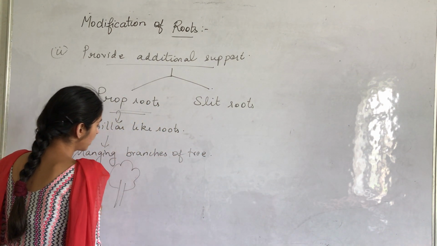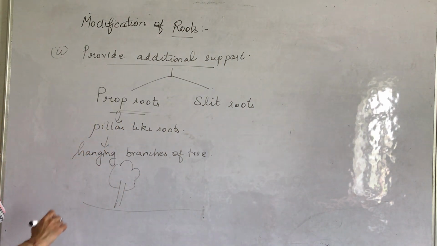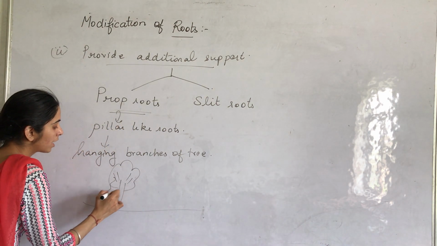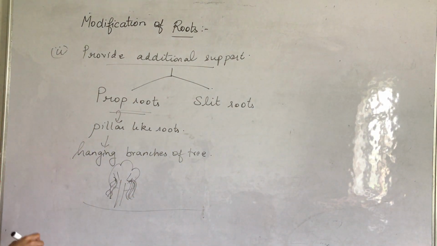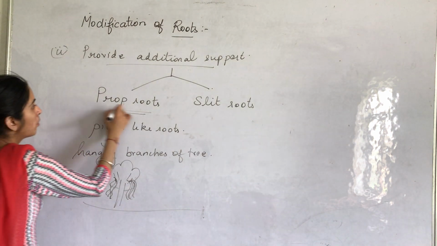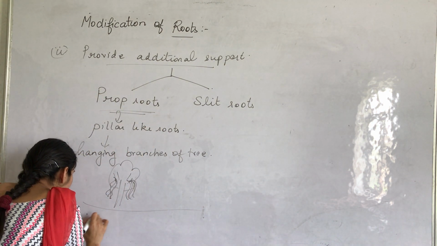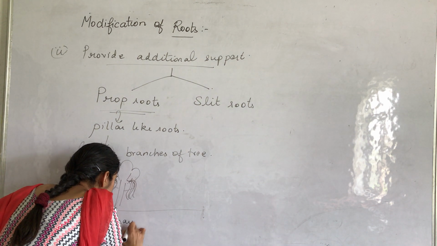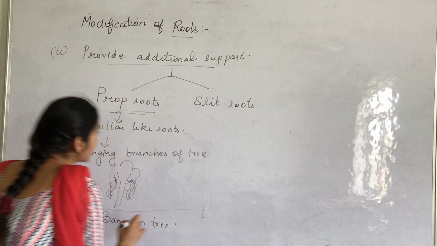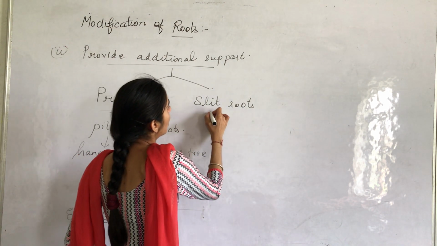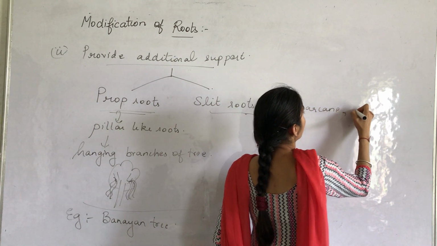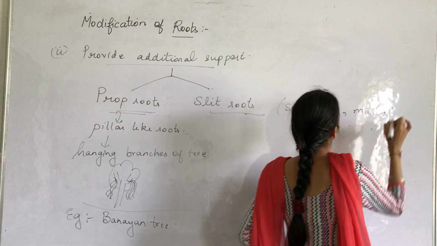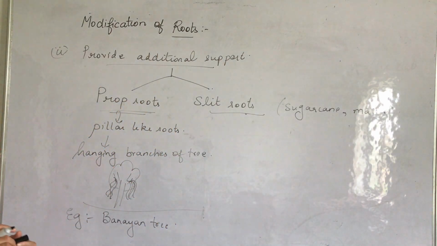Now we have seen the banana tree. In the case of the banana tree, from its branches, certain roots are hanging. What is the function of these roots? The function of these roots is to provide additional support to the plant. Prop roots are found in the banana tree. Second is stilt roots. Stilt roots are found in sugarcane, maize plant, or bamboo. The function of stilt roots is also to provide additional support.